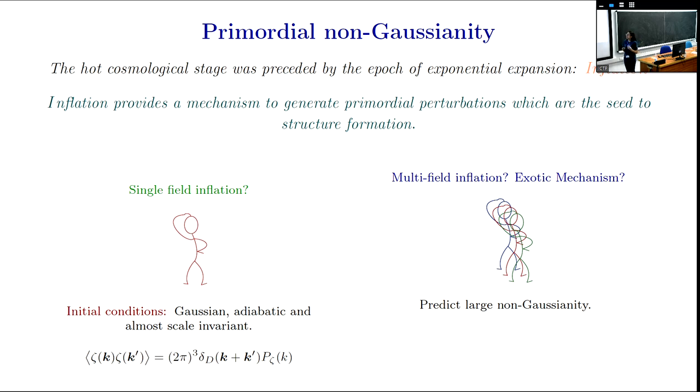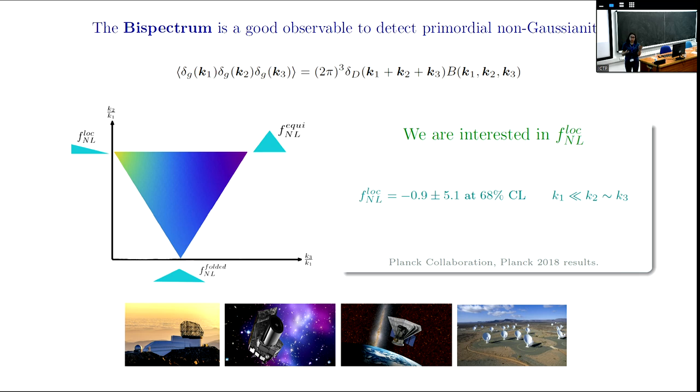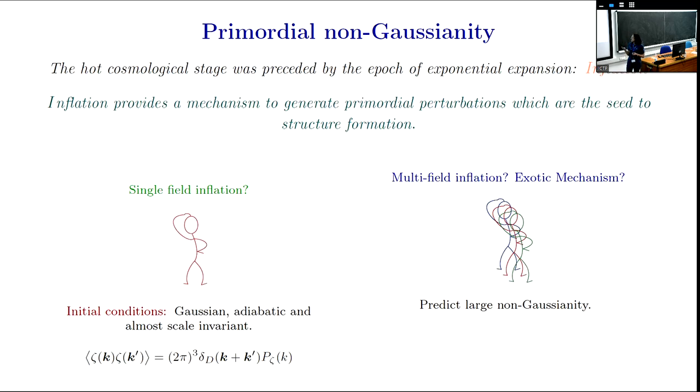One of the main problems in cosmology has to do with the initial conditions of the structure formation. Inflation provides a mechanism to generate the primordial perturbations. For example, single field inflation predicts that the initial conditions were Gaussian, adiabatic, and almost scale invariant. So the perturbations are well described by the power spectrum, and this model is consistent with the observations of the CMB.